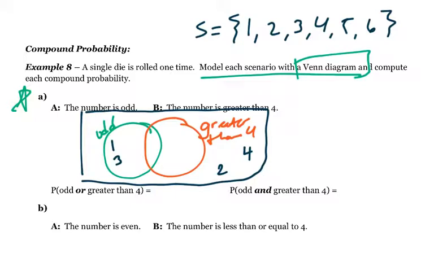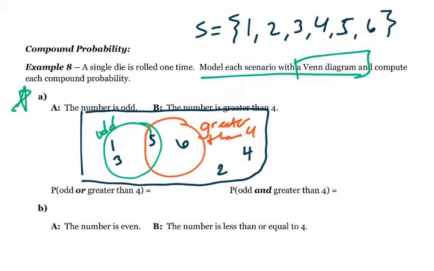5 is odd, and it is also greater than 4, so it goes in the both range. And then we have the number 6, which is not odd, but it is greater than 4, so it goes in that red circle. So now we can use this to help figure out these probabilities.